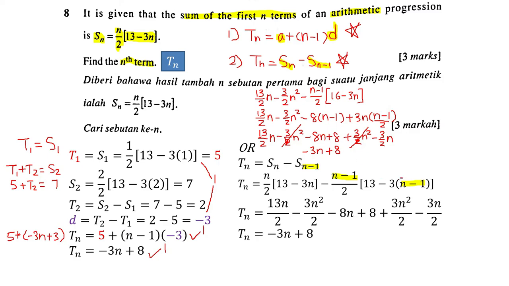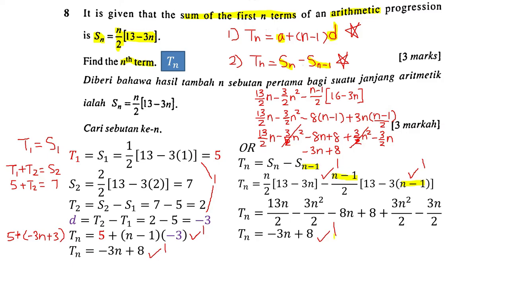First mark will be given once you substitute n minus 1 inside the formula. Second mark is given once you show Sn minus Sn minus 1. Third mark, of course, is your final answer after you simplify the whole thing. Which method is easier for you?